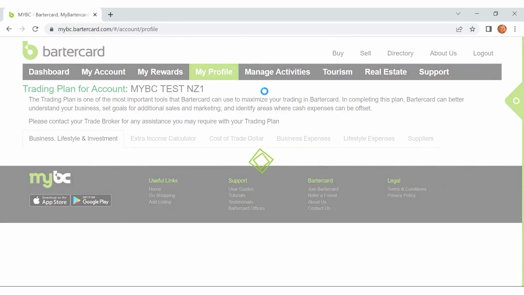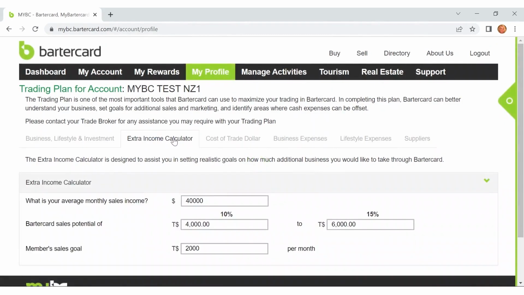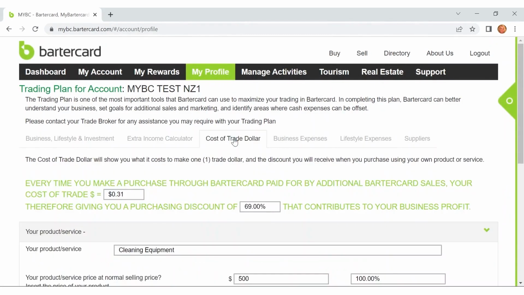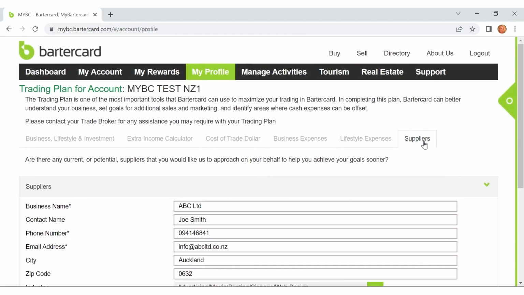The trading plan is split into 6 sections, which include business, lifestyle, and investment questions, an extra income calculator, the cost of a trade dollar, business expenses, lifestyle expenses, and suppliers. Simply select the appropriate tab to complete the relevant information fields as required.